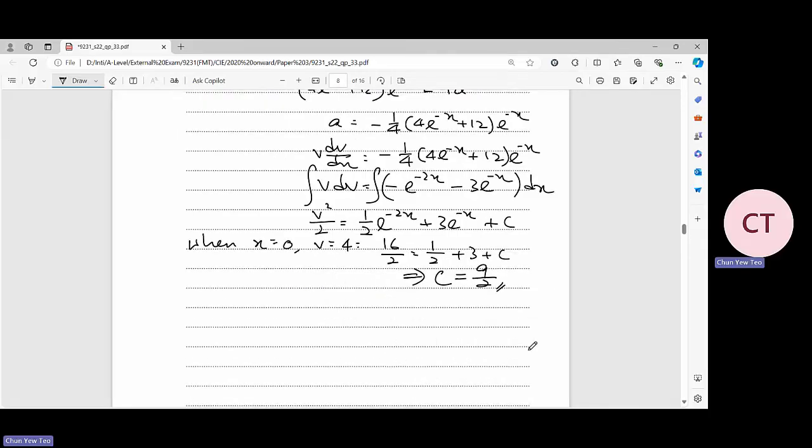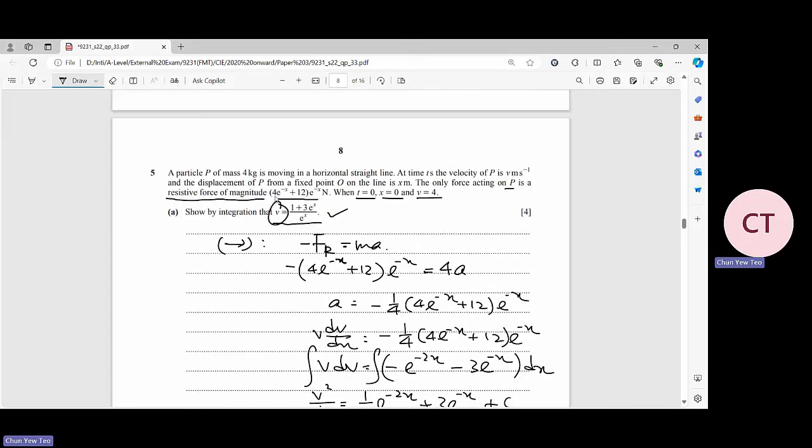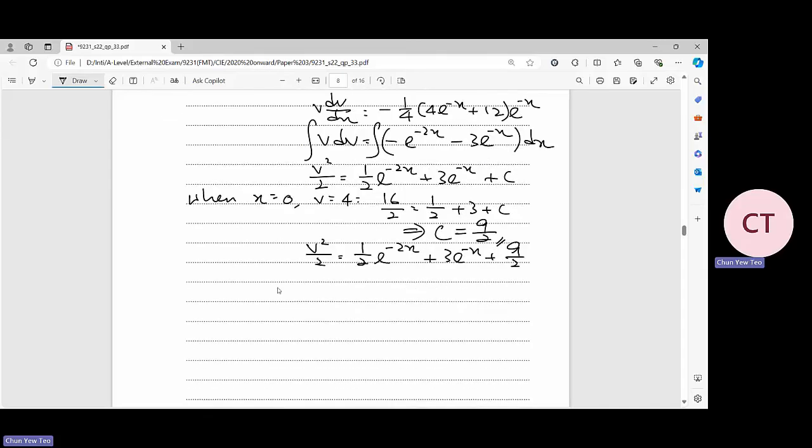Okay, so put the c back into the equation here. v squared is equal to half e power negative 2x plus 3e power negative x plus 9 over 2. You can see that the expression they give you is v, no square. So we need to multiply everything by 2 first. v squared is equal to e power negative 2x plus 6e power negative x plus 9. So from here, we can actually factorize it like this. So your v is supposed to be e power negative x plus 3.